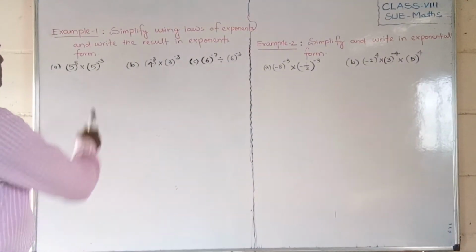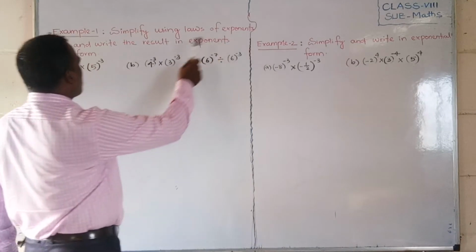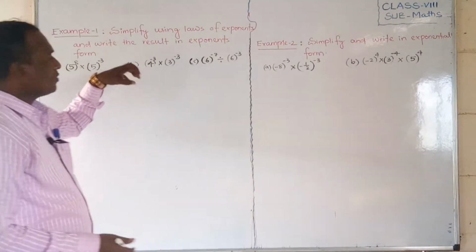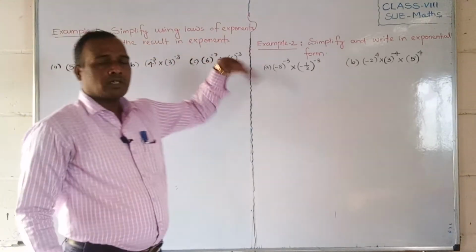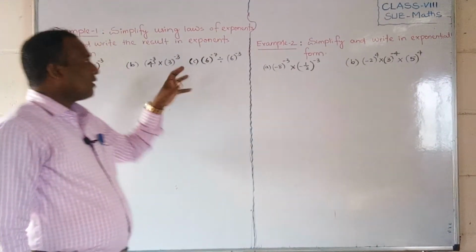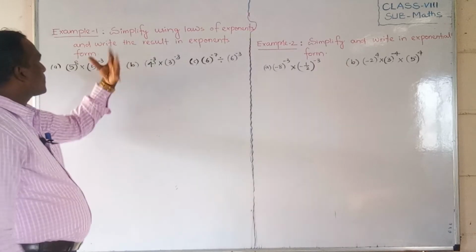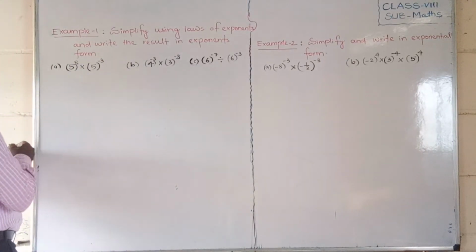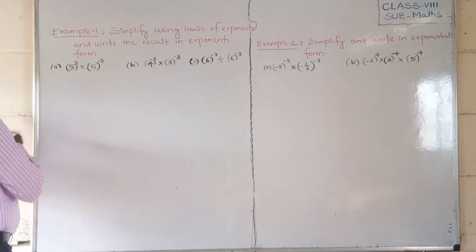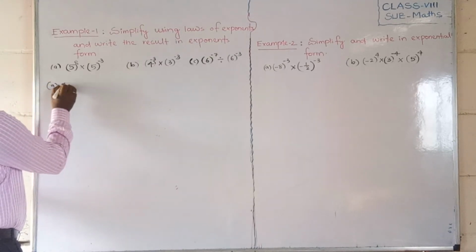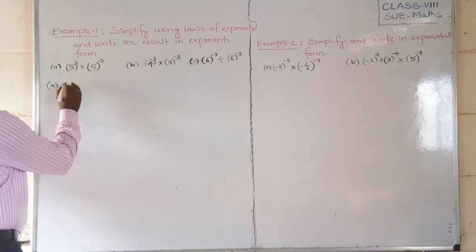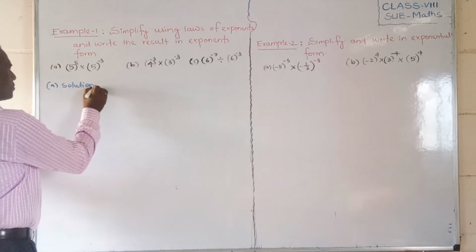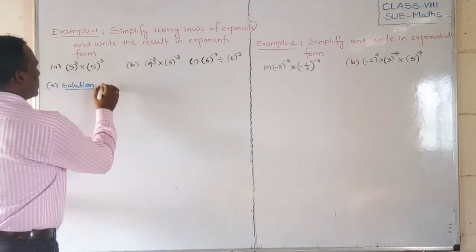Question number 1, example 1: simplify using laws of exponents and write the result in exponent form. Students, first of all you have to solve this problem by using our exponent laws, and then you have to write the result in exponent form. Okay, so first A, I will solve it, students. Solution. So write that question first.